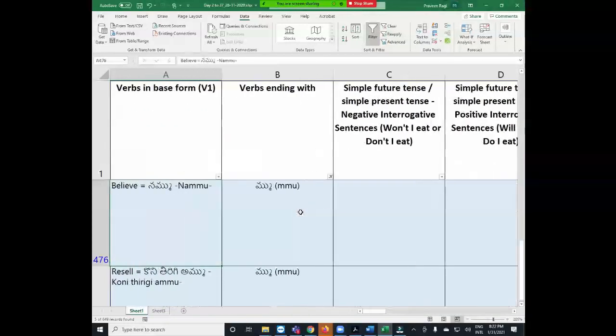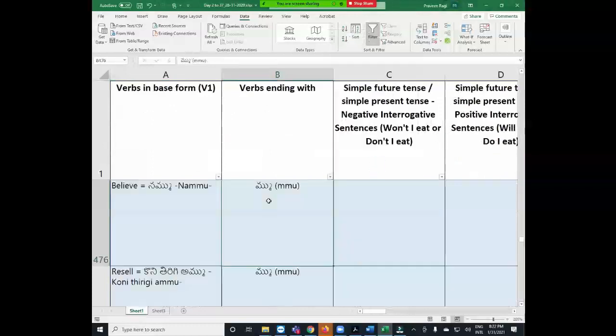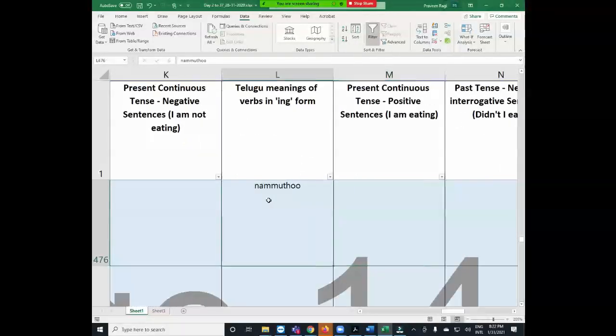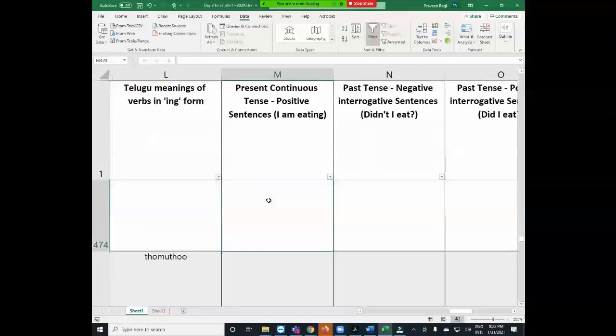Or even you can disable this one. You can select all the verbs first, then first choose the tense you want to focus on. For example, I want to get the meaning like the ing form. It is easy. Let's see another one, present continuous tense.